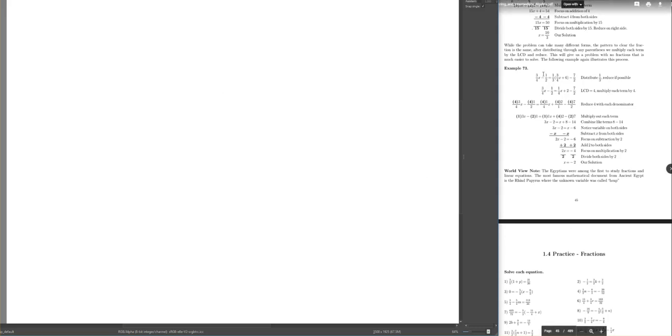Example 73. While the problem can take many different forms, the pattern is clear. The fraction is the same. After distributing through any parentheses, we multiply each term by the lowest common denominator and reduce. Boy, that's so complicated, I didn't even understand it myself. So let's just work it out and we'll figure out what they're saying.